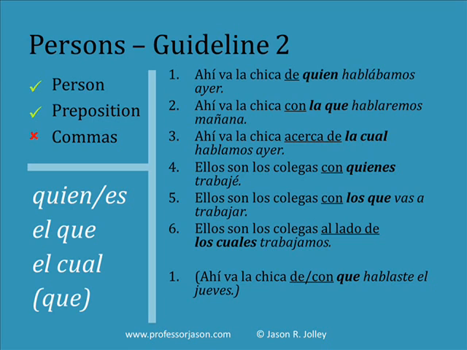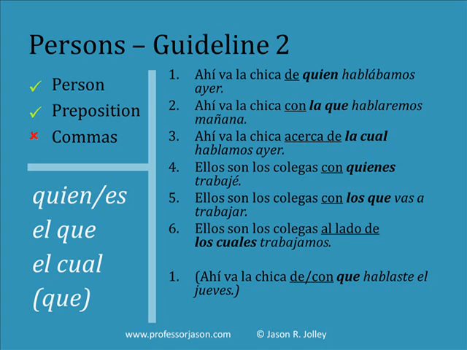So let's look at the second configuration for persons. If we're speaking of a person or persons using a relative clause whose relative pronoun is preceded by a preposition, but we're not using a non-restrictive clause set off by commas, quien or quienes, or a form from the el que or el cual groupings usually sounds best.